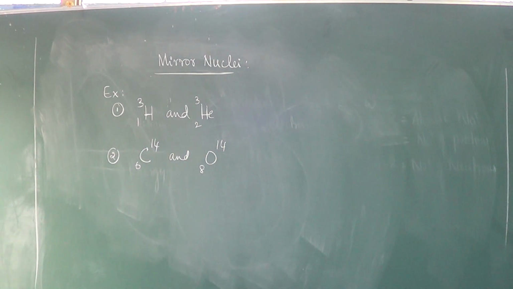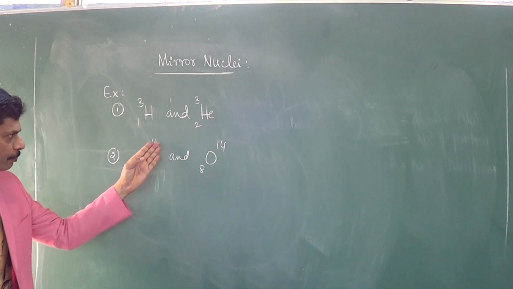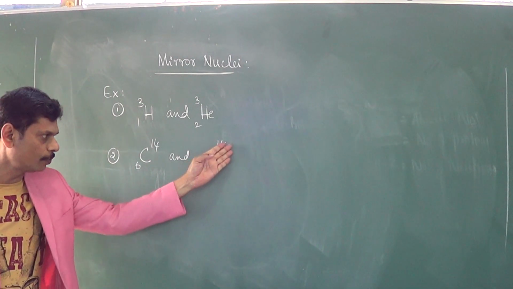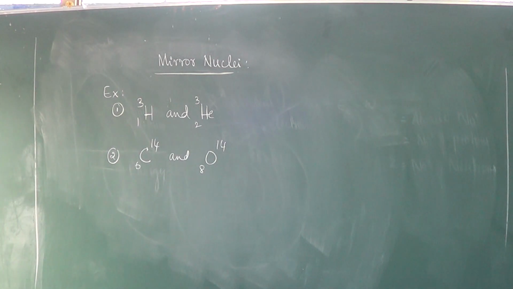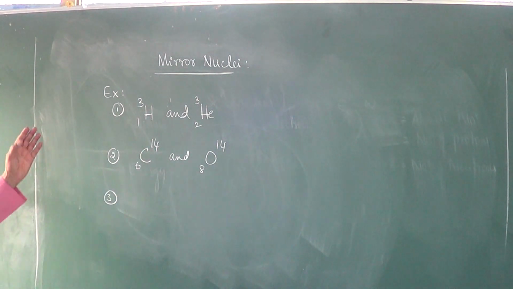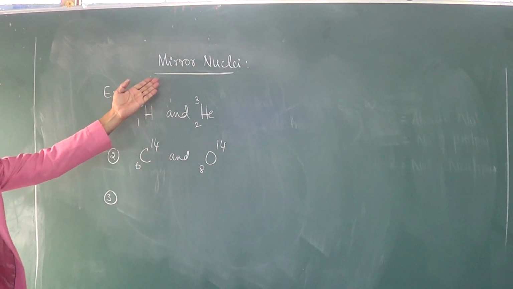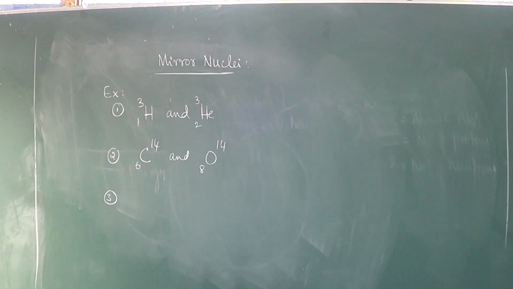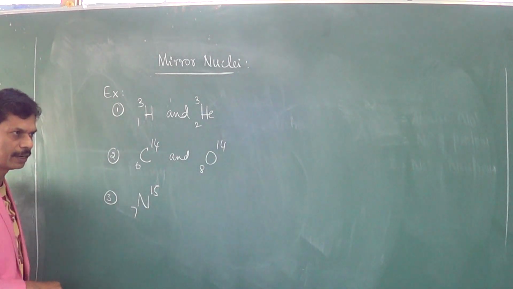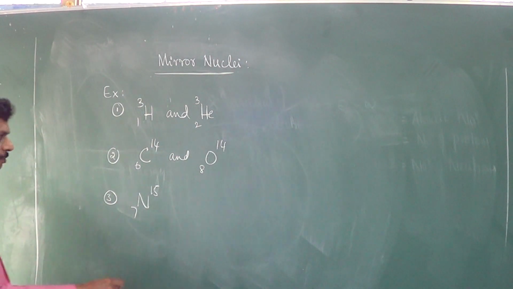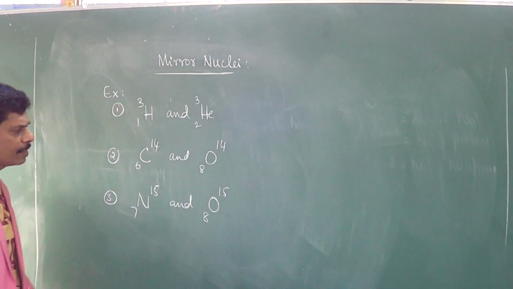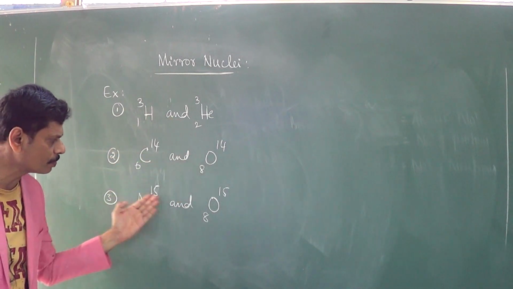Isotopes I have written: carbon 12,6 is also present, carbon 14,6 is also present, oxygen 16,8 is also present, oxygen 14,8 is also present. They are the isotopes for oxygen. Third one, number 3. We are asking like this, what are mirror nuclei? Give examples. What do you mean by mirror nuclei? Give examples, we are asking for a 2 marks question. Nitrogen 15,7, atomic number 7, and oxygen 15,8. Just observe these ideas, so that you can understand in a better way.